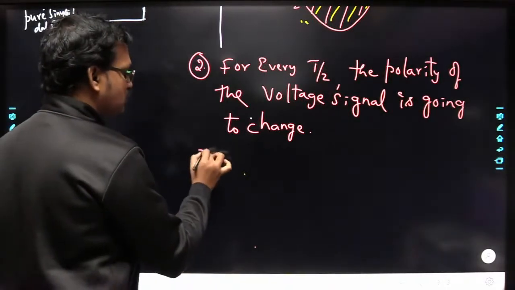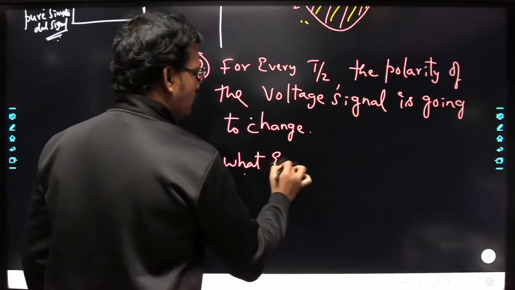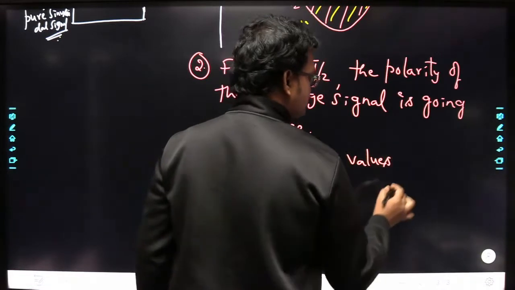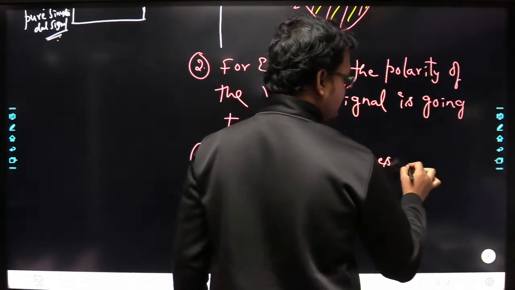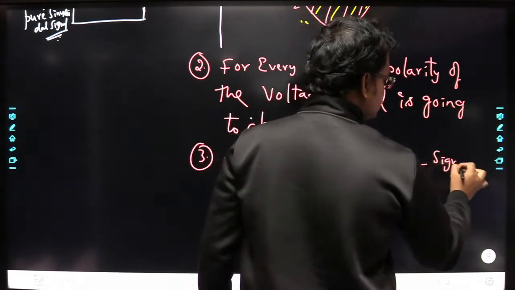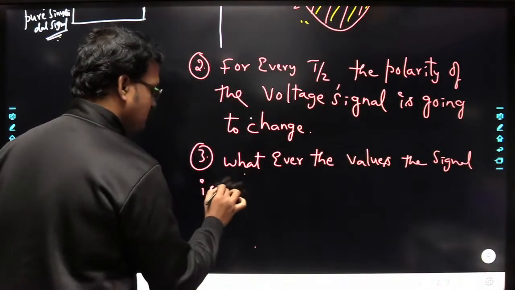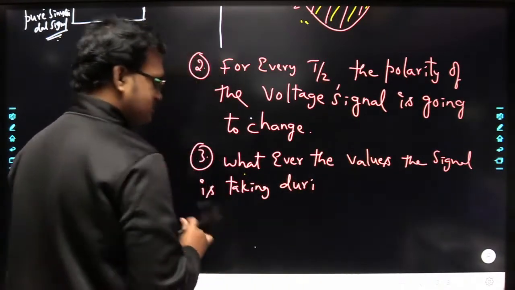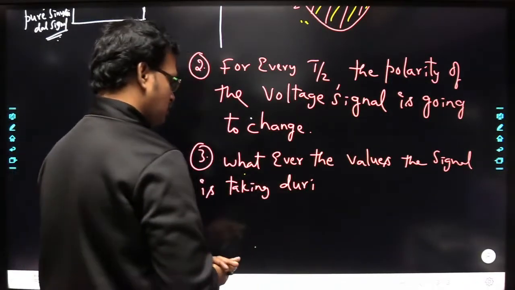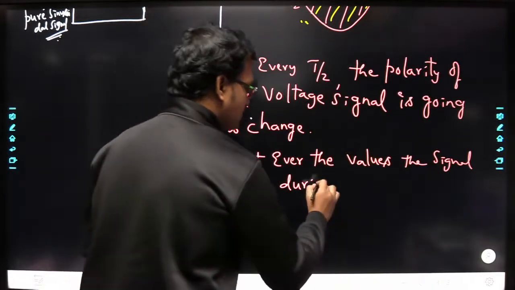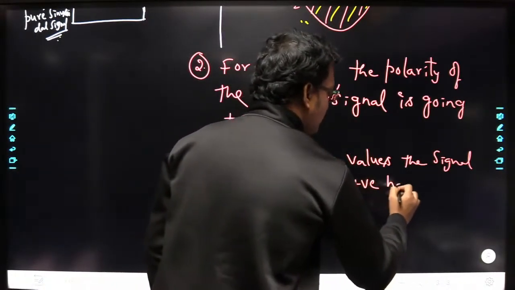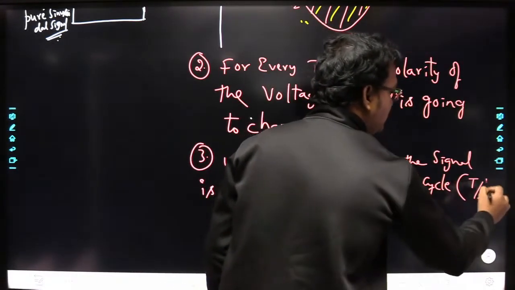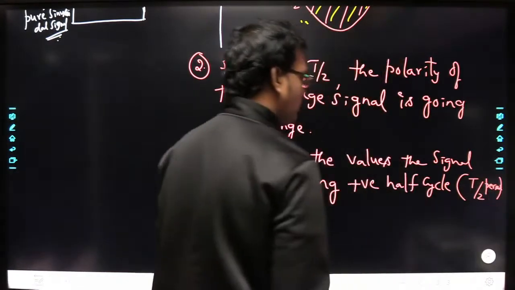So what is the third point here? Whatever the values the signal is taking, or you can say tracing, during the positive half cycle, that is over the T/2 period here, over T/2 period, okay.